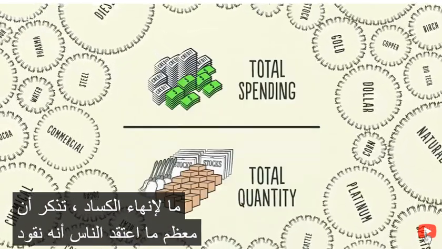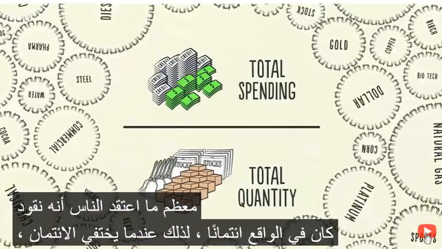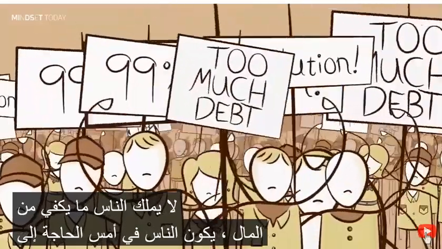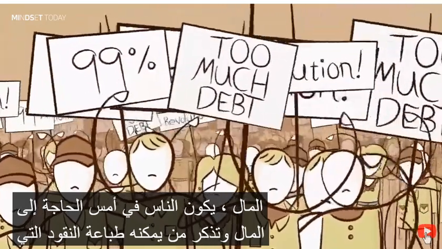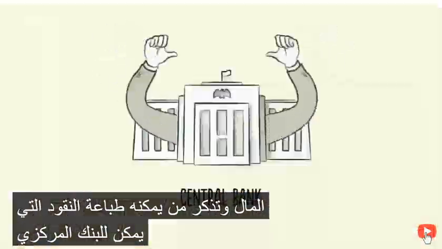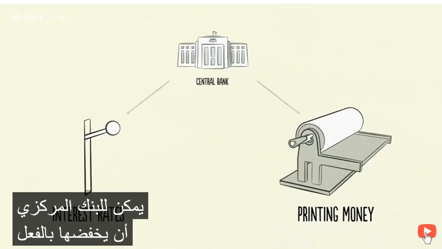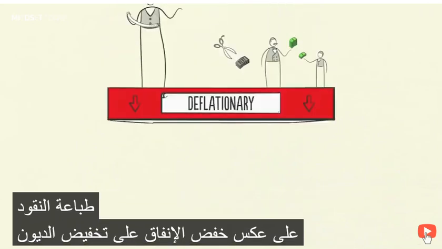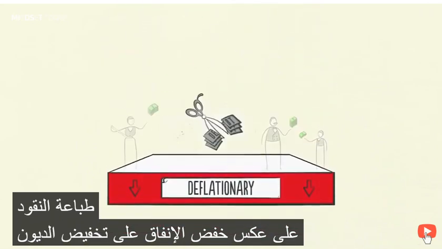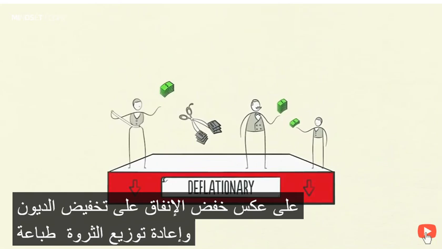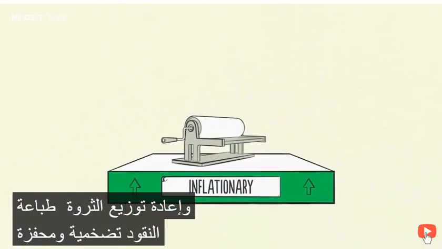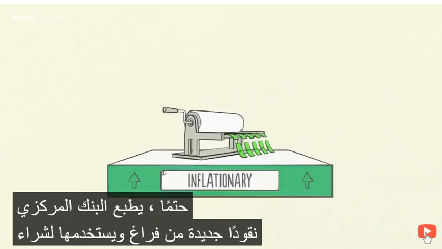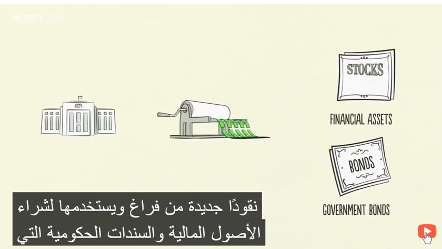Remember, most of what people thought was money was actually credit. So when credit disappears, people don't have enough money. People are desperate for money, and you remember who can print money? The central bank can. Having already lowered its interest rates to nearly zero, it's forced to print money. Unlike cutting spending, debt reduction, and wealth redistribution, printing money is inflationary and stimulative. Inevitably, the central bank prints new money out of thin air and uses it to buy financial assets and government bonds.